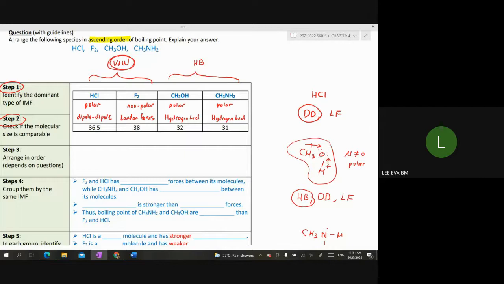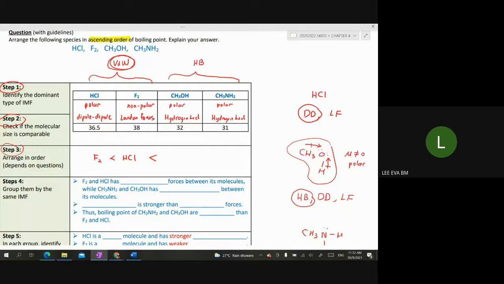Okay, so kita arrange. Step 3, kita kena arrange ikut susunan. So for this question, ascending order, we will start with F2, followed by HCl, because HCl has dipole-dipole slightly stronger than our London forces. Okay, lepas tu kumpulan untuk HB pula, our punya hydrogen bond. So between CH3OH and also CH3NH2, both having hydrogen bond. So which one having a stronger hydrogen bond? Is it the OH or the NH2?